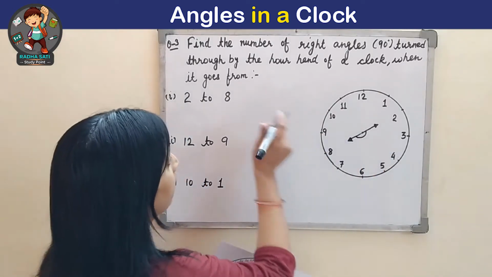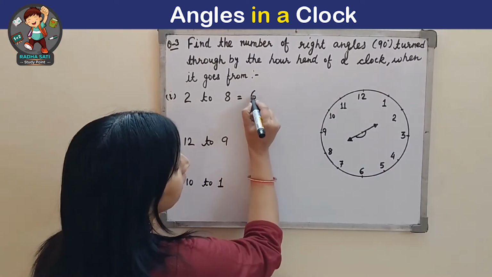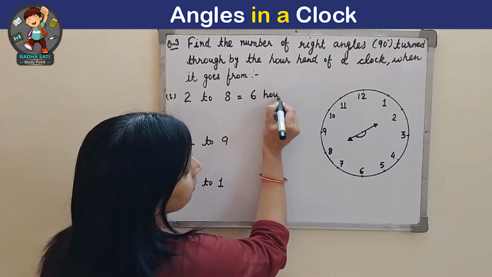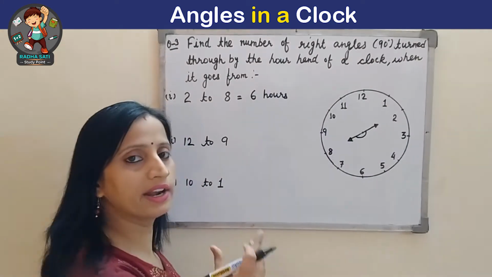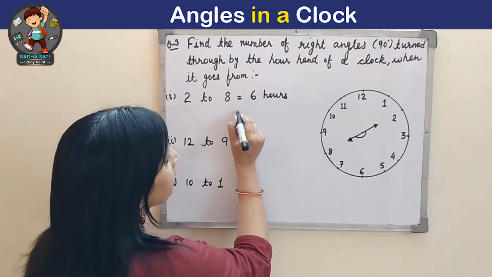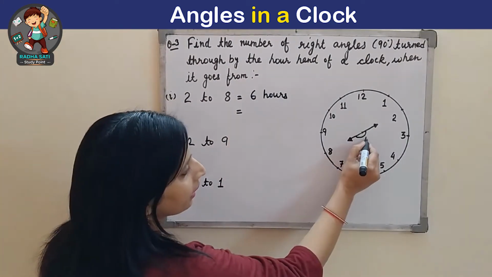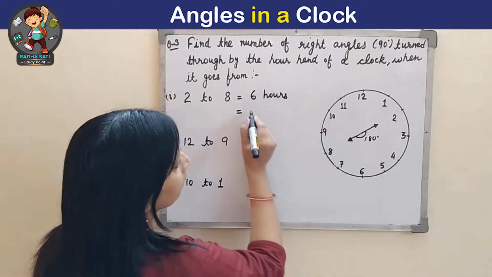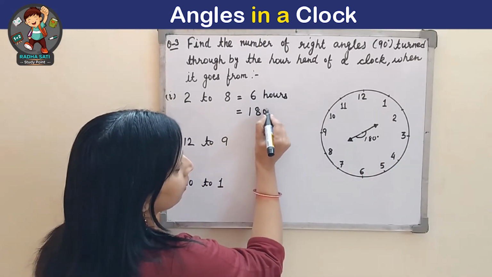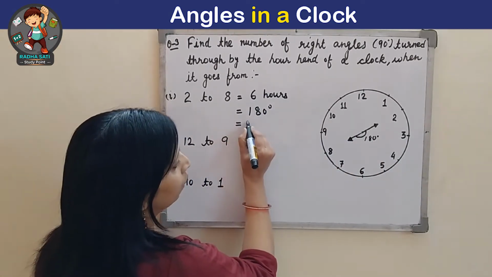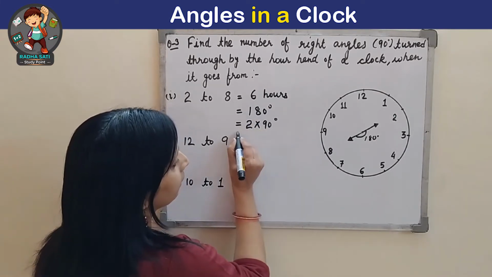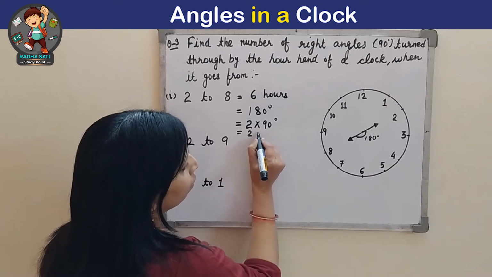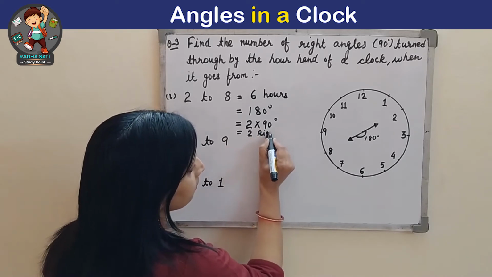So from 2 to 8, how many hours? It's 6 hours. And we know that in 3 hours, it makes one right angle. So in 6 hours, it will make an angle of 180 degree. And 180 degree is equal to 2 multiplied by 90 degree, we can write, or we can simply write 2 right angles.